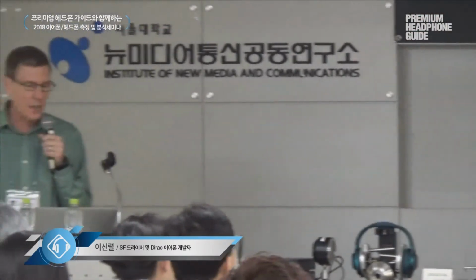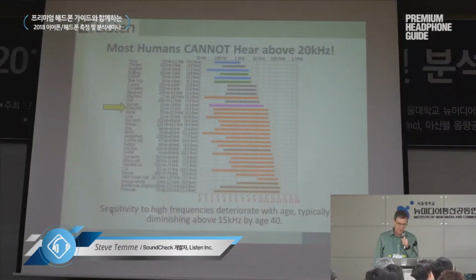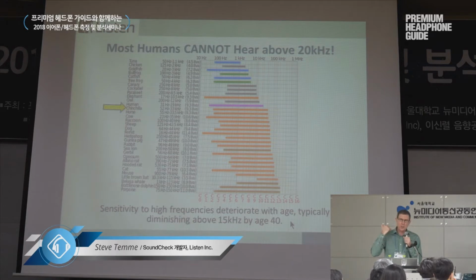Most humans cannot hear above 20 kilohertz. And this is really just a statistical fact that especially by the age of 40, which I am, a little older than that, much older, it is a well-known fact that your hearing loss really starts to take effect even as early as age 20.